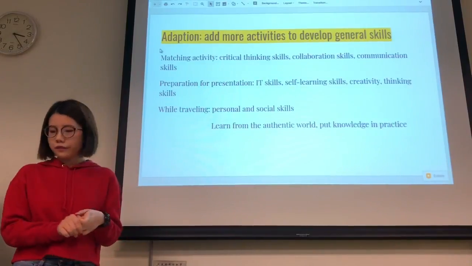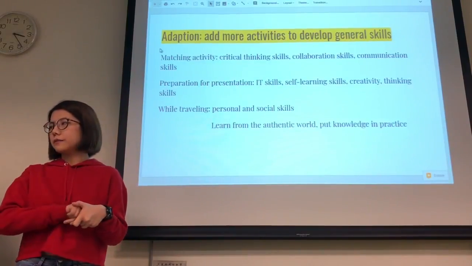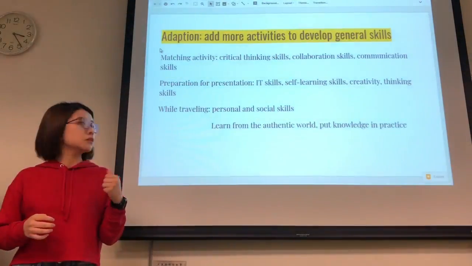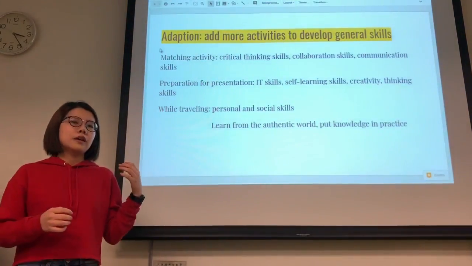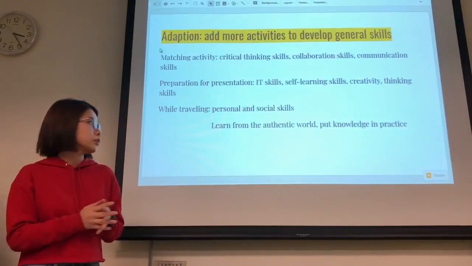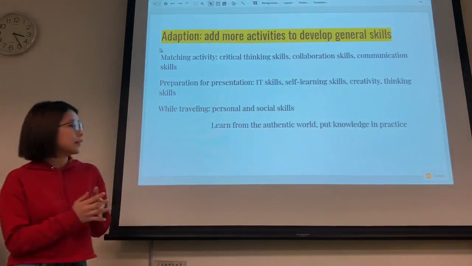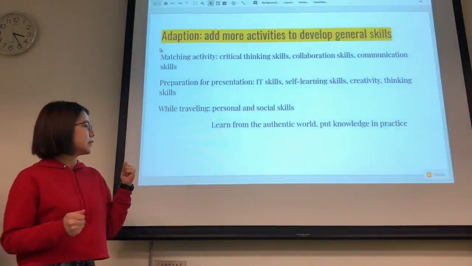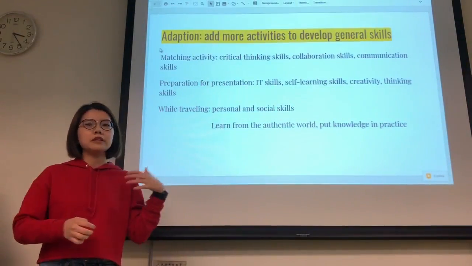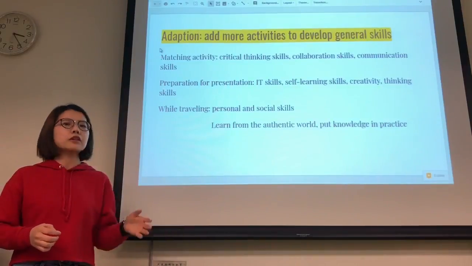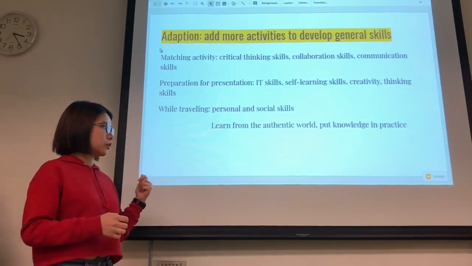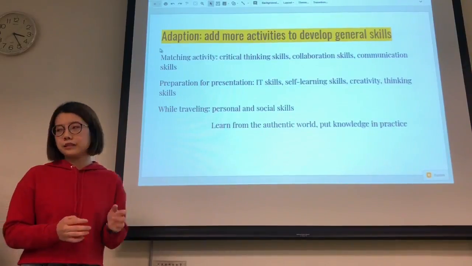And compared with the original textbook, we have some adaptations. We have added some activities in the class to develop the general skills of the students. We have added a matching activity and presentation in the class, and especially for the presentation, because the students need to travel into the real world, they can learn from the authentic real world and put the knowledge into practice.